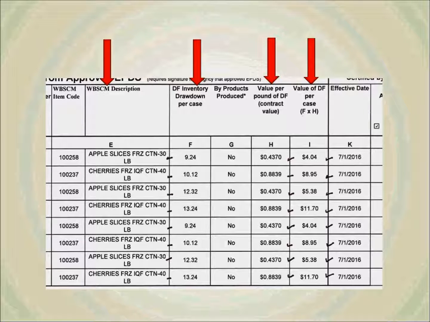One thing to note is that if you go out to bid, the drawdown and the value of the USDA foods used in processing an item cannot be negotiated. The final price is where the negotiation takes place.